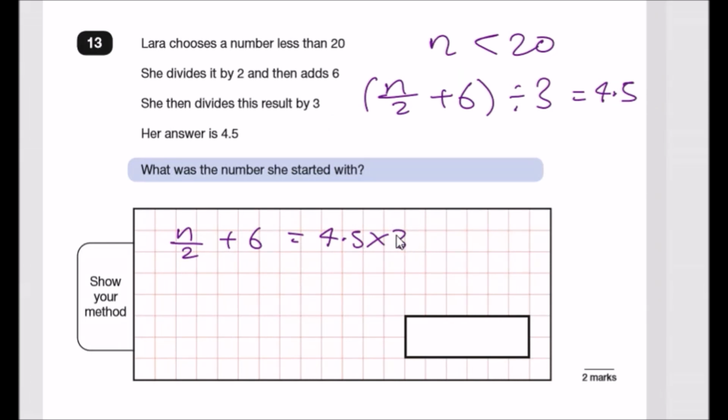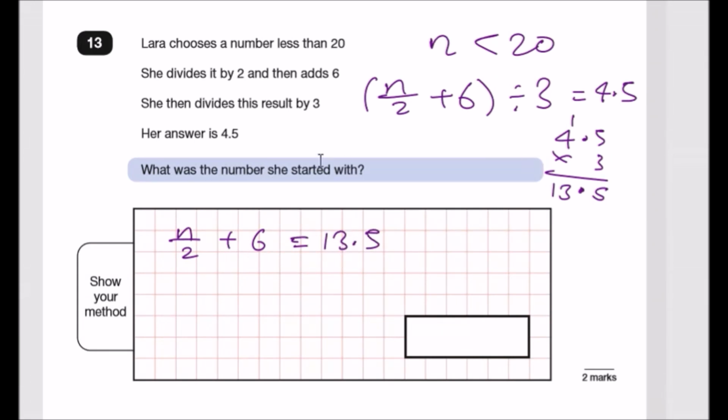4.5 times 3. To do this, just do it on the side, times 3. 3 times 5 is 15. 4 times 3 is 12, add 1 is 13. And because we have one decimal shifted, it should be here. So it's 13.5. Would equal 13.5. Now we work in reverse.